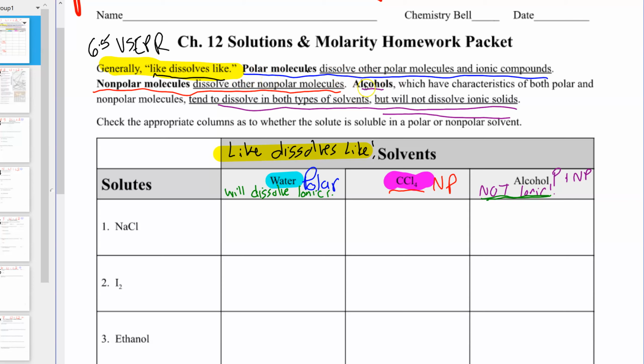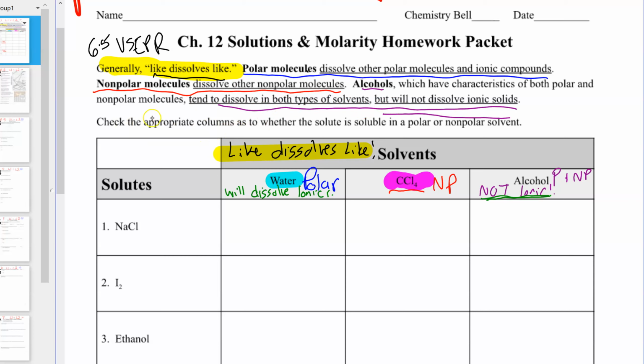Alcohols, which we haven't really covered yet, have characteristics of both polar and nonpolar molecules. They're called miscible agents, and they can dissolve polar and nonpolar together. That's an example of why you can put dry gas into your gas tank in the winter and it will mix the water into your gasoline so it doesn't stall out. Alcohols tend to dissolve both types, but they will not dissolve ionic solids.